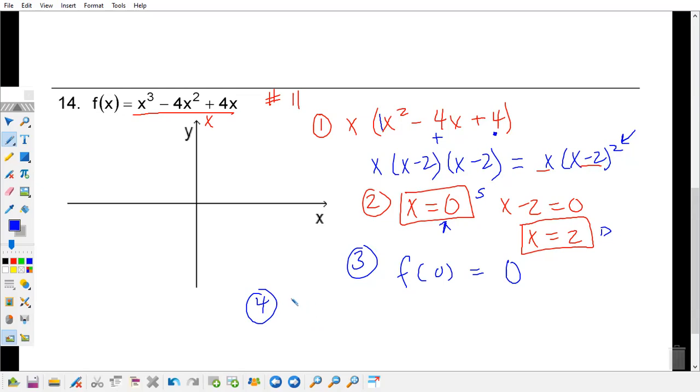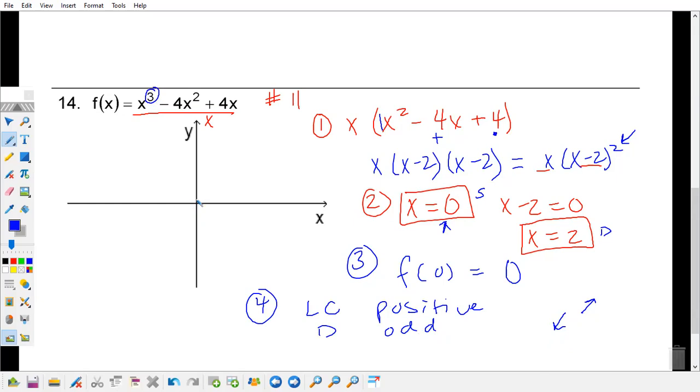All right, end behavior. Luckily we have our original function. First we have to determine our leading coefficient. Is our leading coefficient positive or negative? Positive. So that means our right hand is going up. And our degree is odd, so our left hand is going down. What part is odd? My degree is odd. The degree is your highest power.